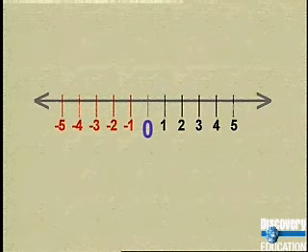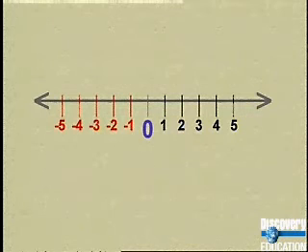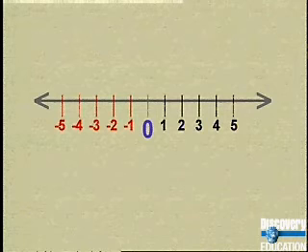Now, I also want to point out that no matter where you move on this number line, when you move to the right, the values increase. So, for example, if I were at -5, the values increase as I go to -4, -3, -2, -1, 0, 1, 2, 3, 4, 5.